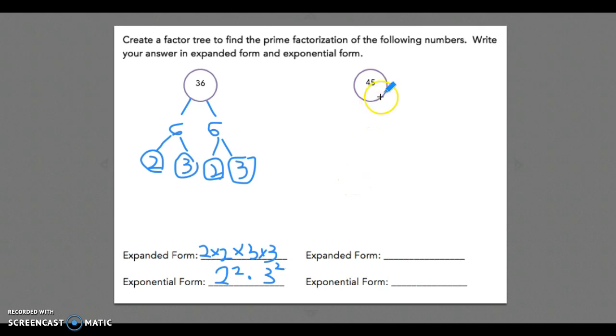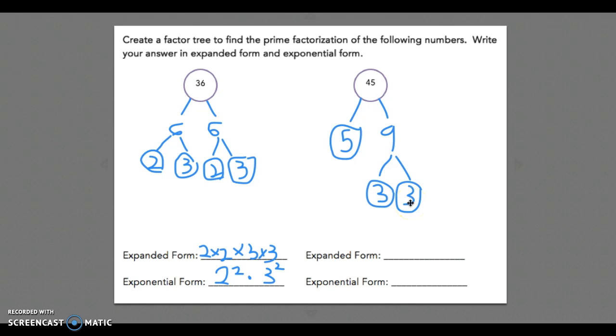Now my next problem, I'm going to factor 45 into 5 times 9. 5 is a prime number, so I'm going to circle it. And I can factor 9 into 3 times 3. 3 is also a prime number, so I'm going to circle it.